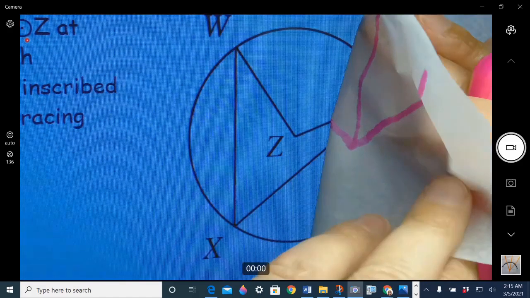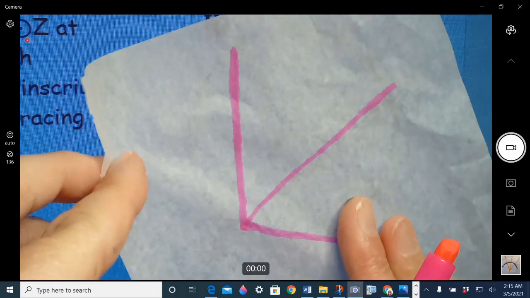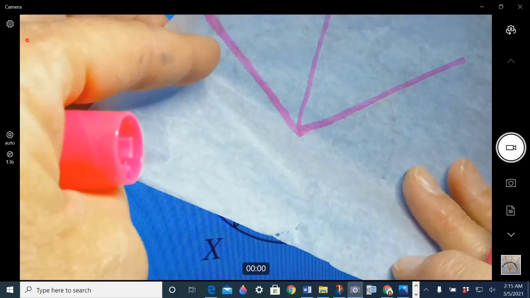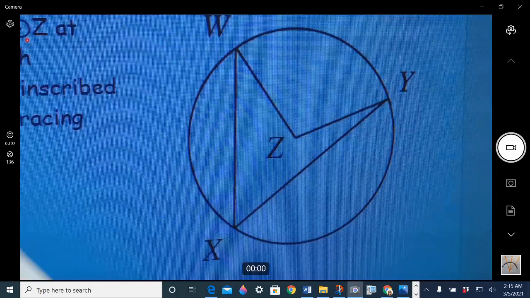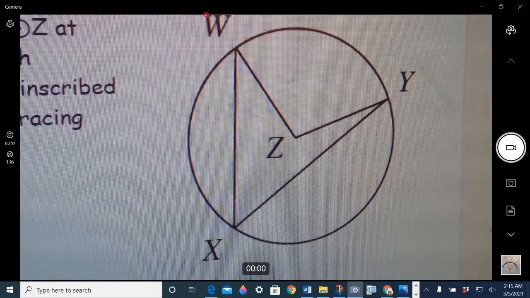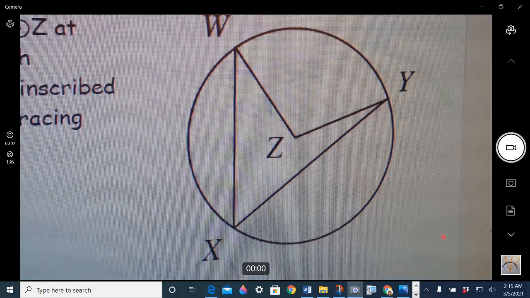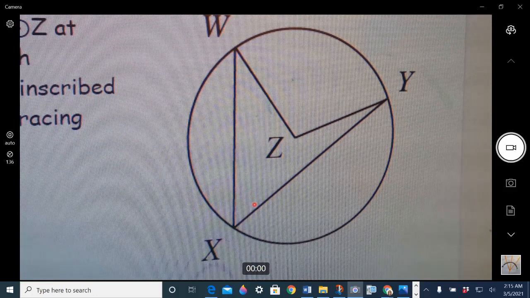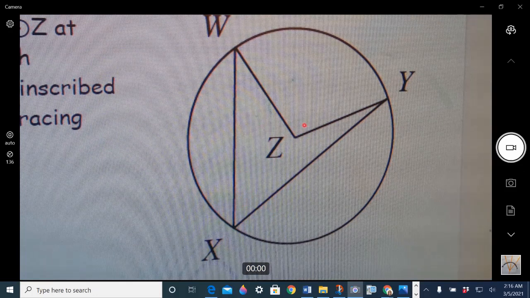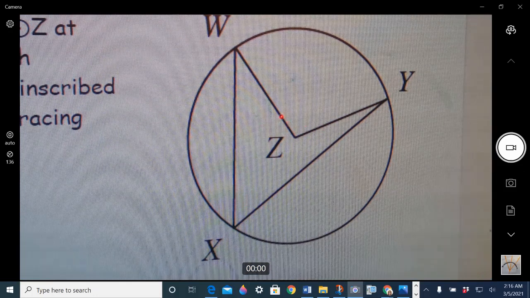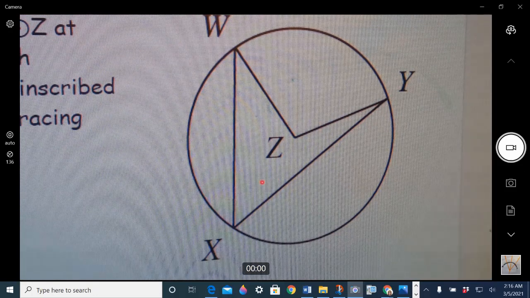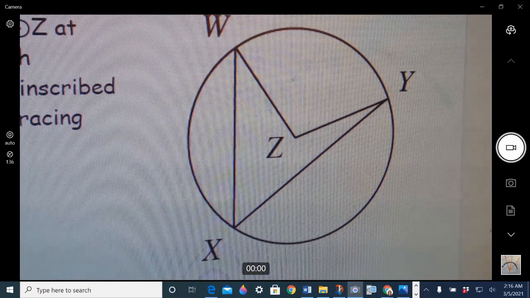So two of my X's, okay, that's what I put here. Two of my X's make up one of my Z's. So this angle X here, if I double this angle, I get angle Z. If I take half of angle Z, I get angle X. That is their relationship.